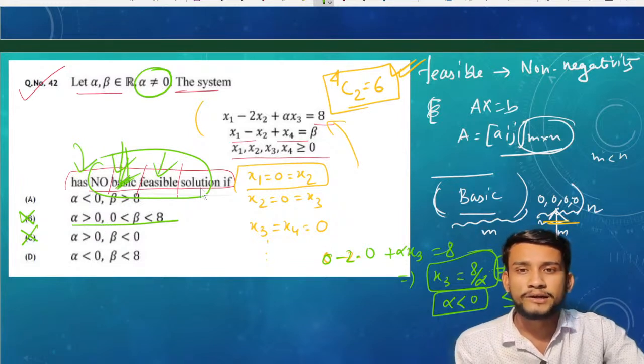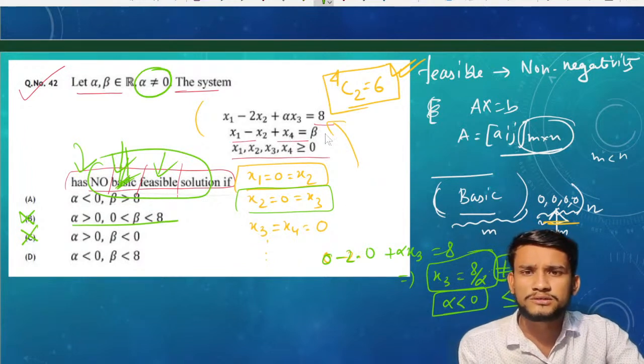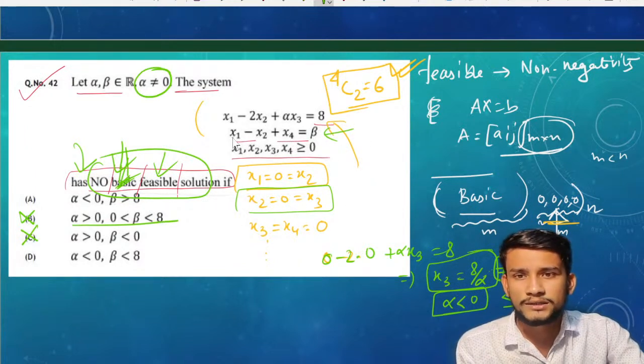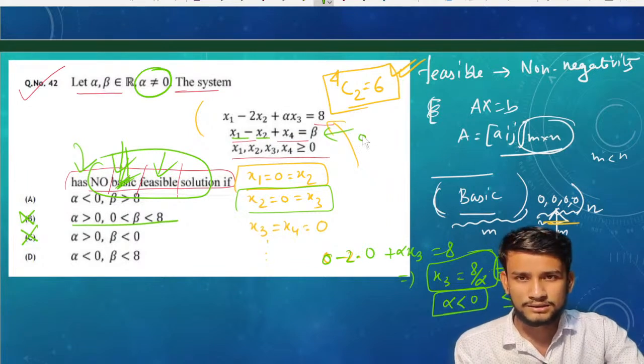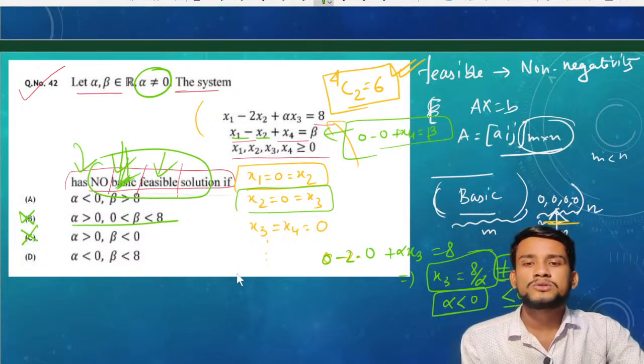Okay, now for alpha we get one solution, alpha is less than 0, and now we have to find the conditions on beta. Now if we go to the next choice and put this solution into the second equation, we get 0 minus 0 plus x4 equal to beta, but we can't get any conditions on beta from here. So we go to the next one.